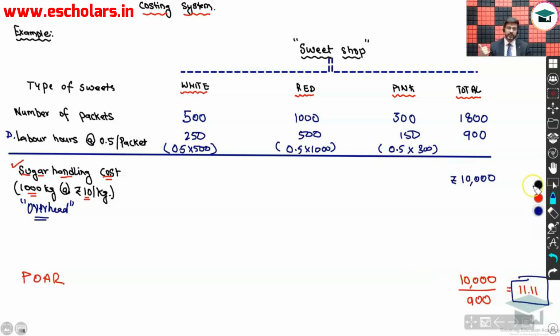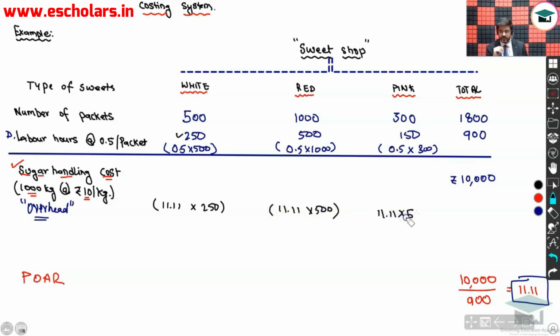So now can we calculate how much of this sugar handling cost will go on white, red and pink individually? Yes sir, that is the purpose of this rate. So I'll write here: sugar handling cost 11.11 is per labor hour, and what is the total labor hours for white? 250. So multiply this with 250. Simple, we are doing nothing new right now. We already did all these things in the previous chapter, but in order to understand activity based costing, it is very important that you understand this first.